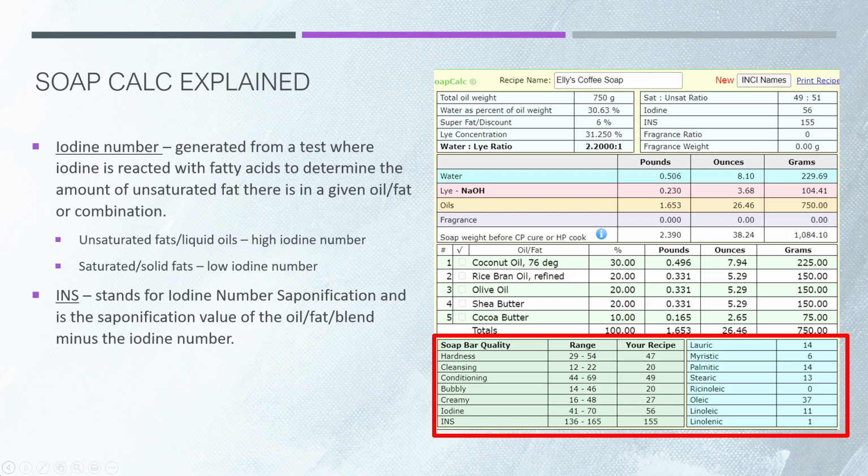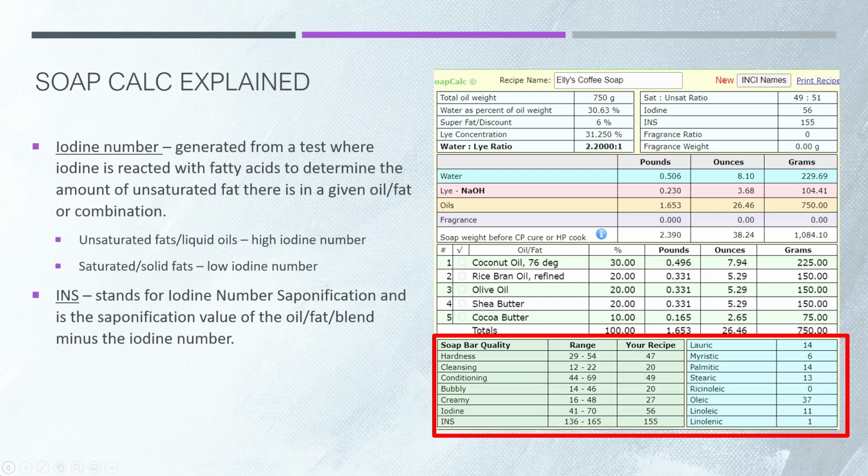And if you're looking at my recipe down here, you'll see under iodine, I've got 56 when the recommended range is between 41 and 70. So I've got a pretty good balance between saturated and unsaturated fats. So, that can be helpful.